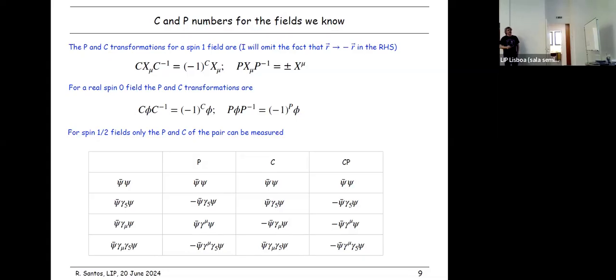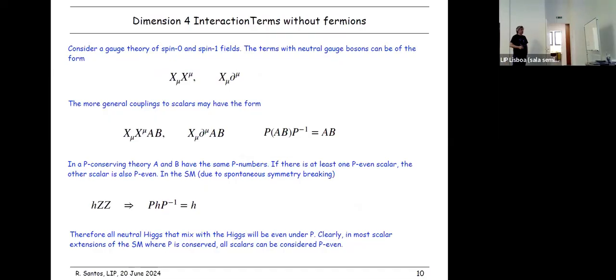And the same thing for any other scalar. The only difference is for spin 1/2 fields, because now you have the current. It's a current that is P or C conserving or violating. So these are the transformations for psi bar psi. They are always the same for P, C, and CP. In gamma 5, there is a minus sign there, but C is the same, and the others for the vector gauge bosons are also the same. Okay.